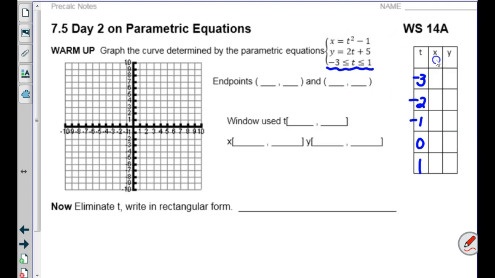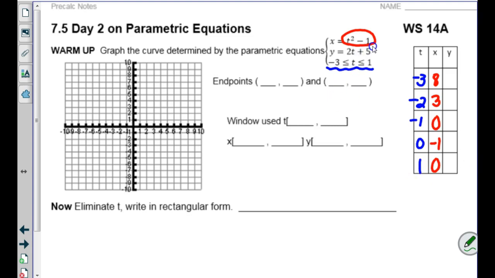So to find the x value that goes in here, it says take t, square it, and subtract 1. Be real careful you don't do silly things with negative numbers, but if you square this, it becomes +9, minus 1 would be 8. 4 minus 1 would be 3. 1 minus 1 would be 0. 0 minus 1 would be -1. And 1 minus 1 would be 0.